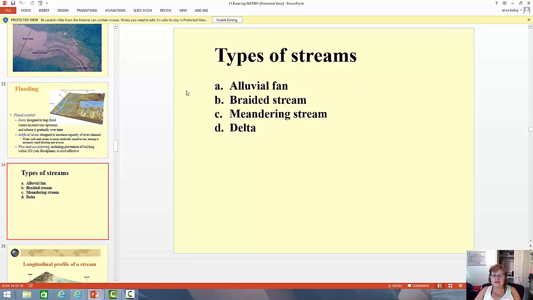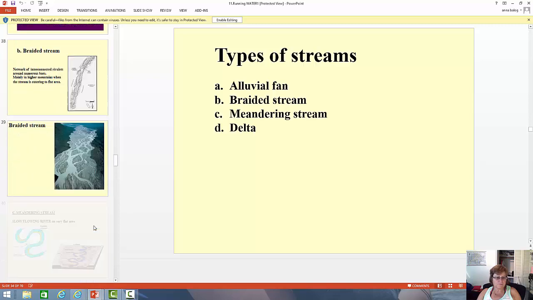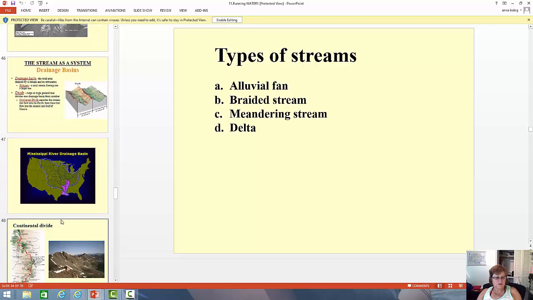And the delta, similarly to alluvial fan, is when it enters the ocean, slows down and splits into a bunch of channels with a lot of deposit in between. So this is really important. So you will know that.